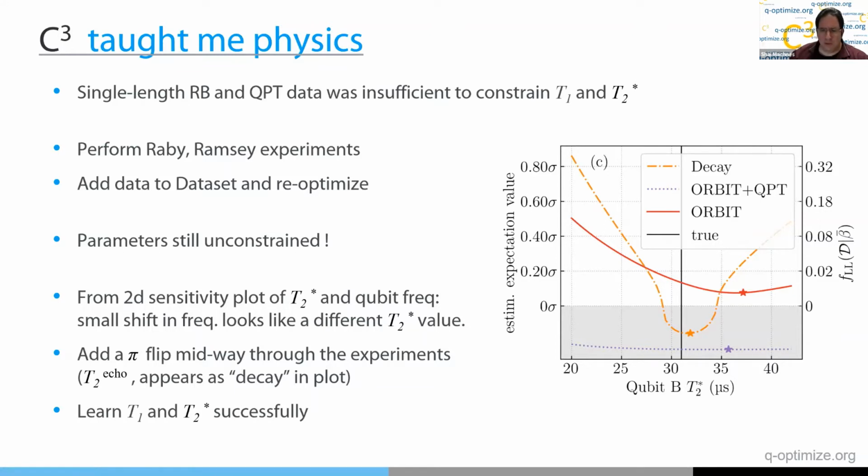So then we started looking at 2D sensitivity plots of T2 star and other model parameters. What it turns out is that if you have the qubit frequency wrong, this can masquerade as a T2 star value shift. So in order to make our data insensitive to error in the qubit frequency, you can do a pi flip. You flip the qubit halfway through the experiment. This is known as T2 echo. And once we do that, we get this nice orange line here where T2 star is well localized.